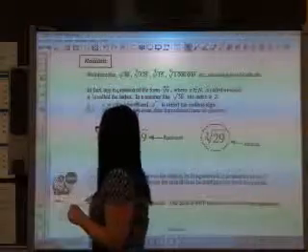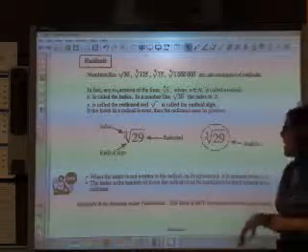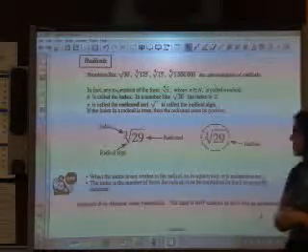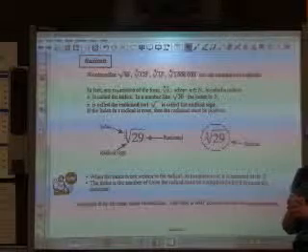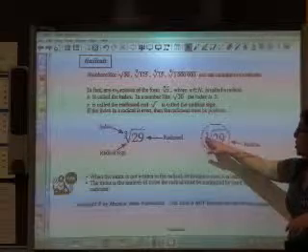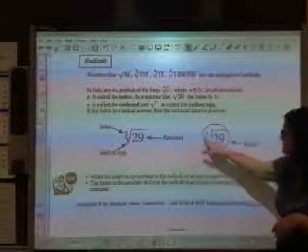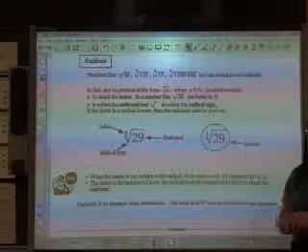If I don't have an index, we assume that it is an index of 2. And the index is the number of times the radical has to be multiplied by itself to equal the radicand. So the cubed root of 29 means a number that when I multiply it by itself 3 times, I'm going to get 29.